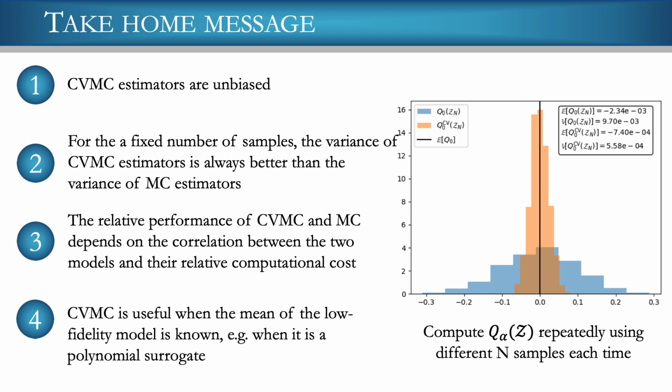Control variate estimators are unbiased, so the mean squared error is equal to their variance. For a fixed number of samples, the variance of control variate estimators is smaller than the variance of the single fidelity Monte Carlo estimator. The relative computational efficiency of control variate Monte Carlo depends on the relative computational cost of the high and low fidelity models and their correlation. And lastly, control variate Monte Carlo is only useful when the mean of the low fidelity model is known.